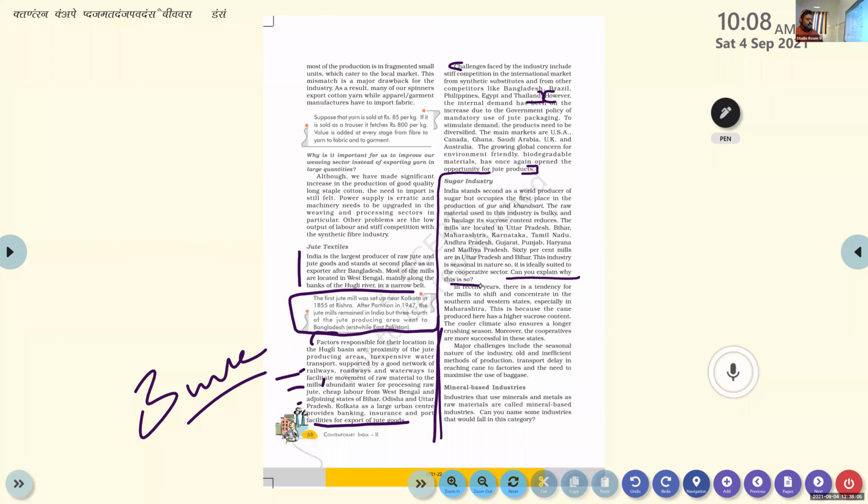What are the problems faced by the jute mills? These are the two questions. You should write the answer and send it to me. What is that, Xavier? First question, can you repeat? First question, what are the factors responsible for the concentration of jute mills in West Bengal?